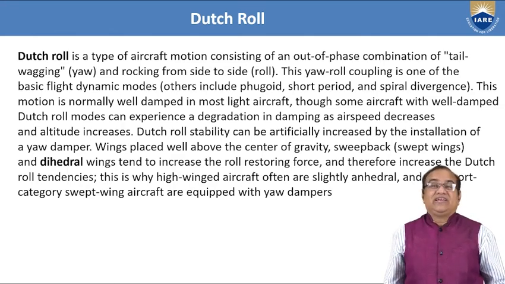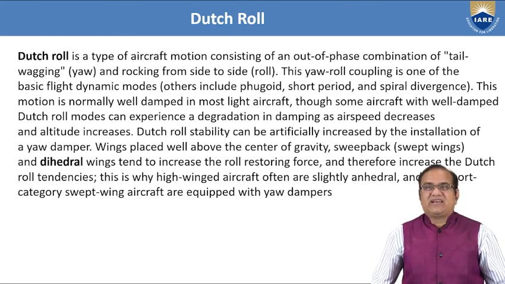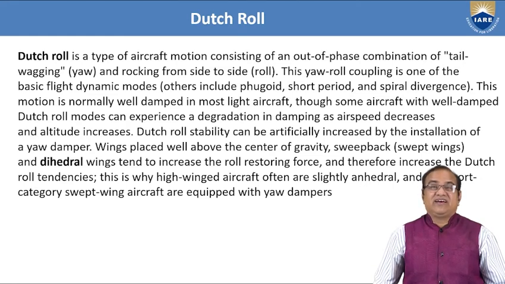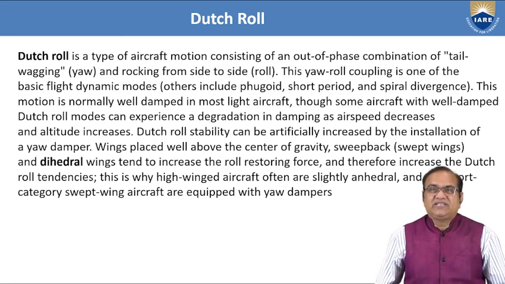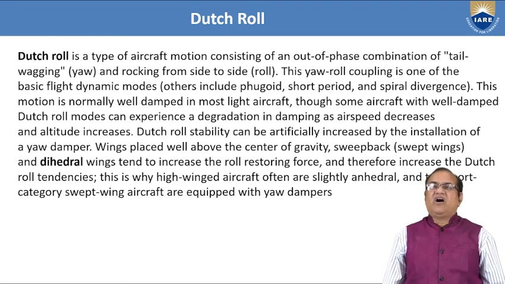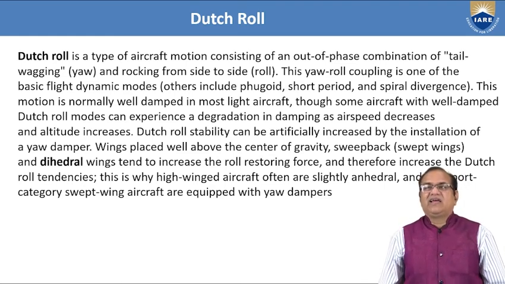So if your wing is high wing, swept back, dihedral, which in fact gives lateral stability, they are not good for the Dutch roll because they will increase the Dutch roll tendency. This is why high wing aircraft often are slightly anhedral, and transport aircraft, swept wing aircraft, are equipped with a yaw damper.